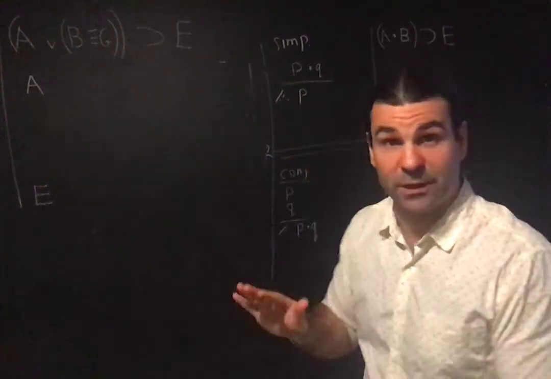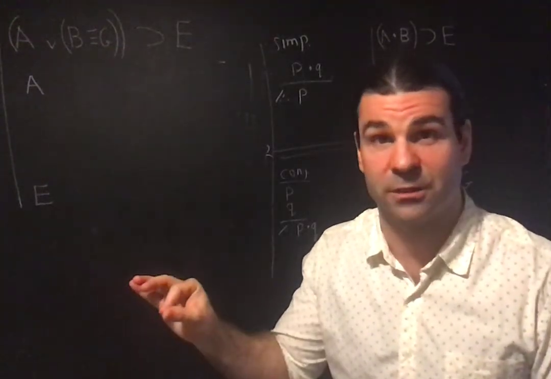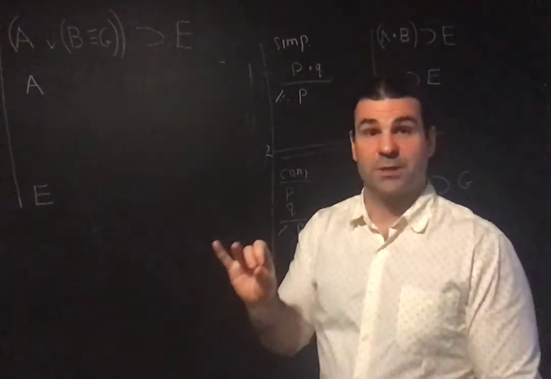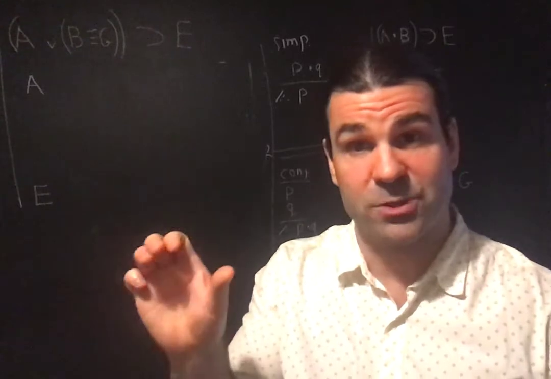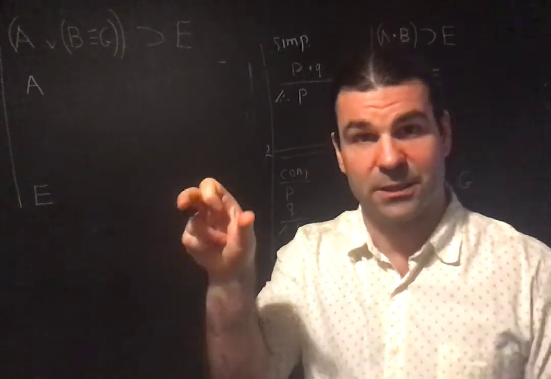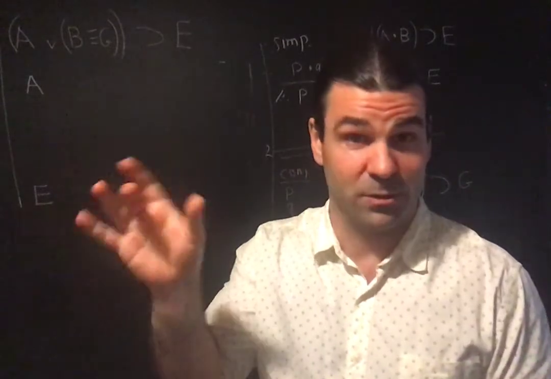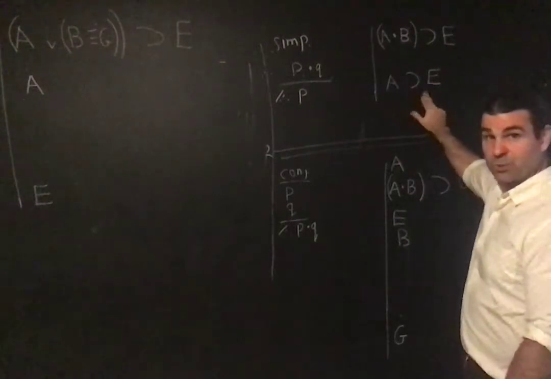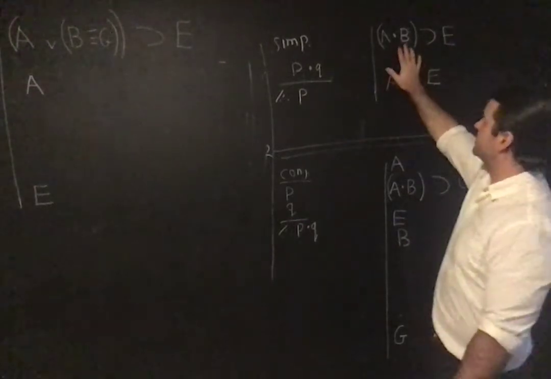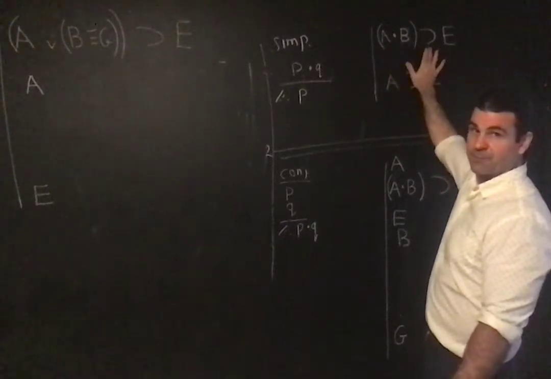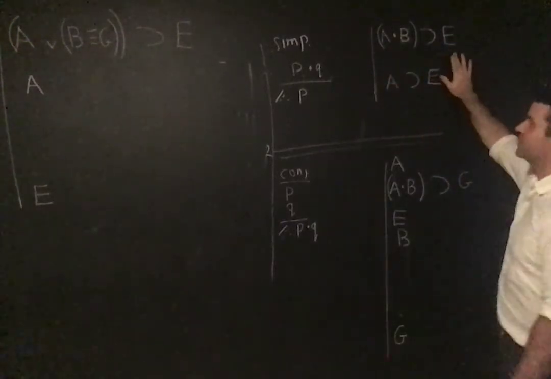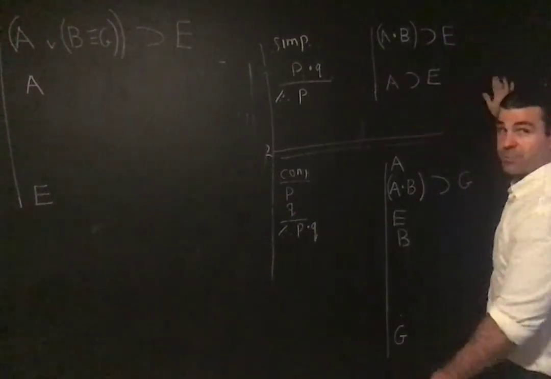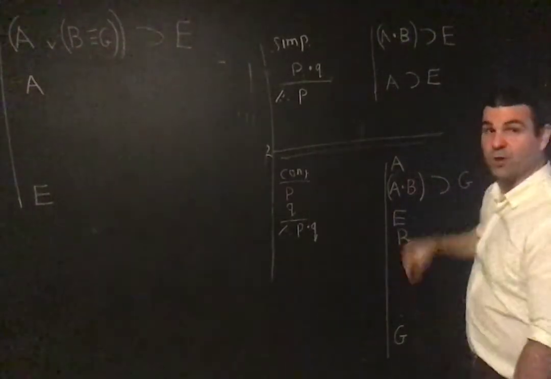So if the major operator of a formula is not a conjunction, if it's a conditional or something else, the condition for the application of simplification is not satisfied, and you can't use simp. So you would not be able to use simp here. I've got if A and B, then E. I want to get to A hook E. Can I just go simplification, simp 1? Is that a correct application of the rule?